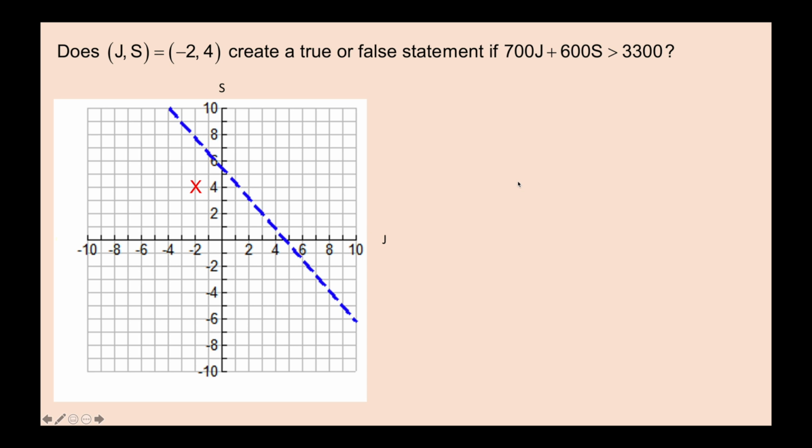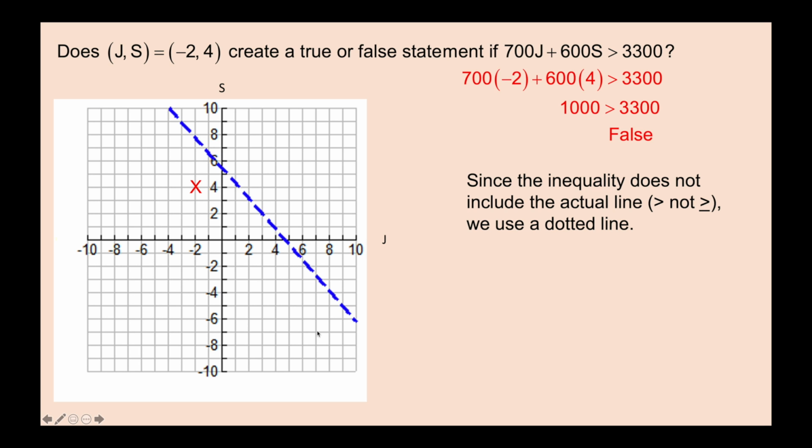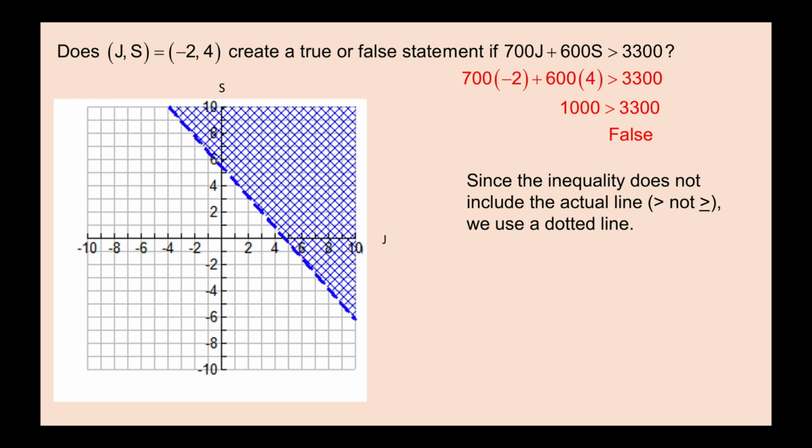As we plug this in, we see that we get 700 times negative 2 plus 600 times 4 is greater than 3,300. That's going to give me negative 1,400 plus 2,400, which is 1,000, is greater than 3,300. That's a false statement. So because that's false, this side should not be shaded, and therefore we shade the other region. Also in this problem, we do have a dotted line because this one doesn't have greater than or equal to, it's just greater than.